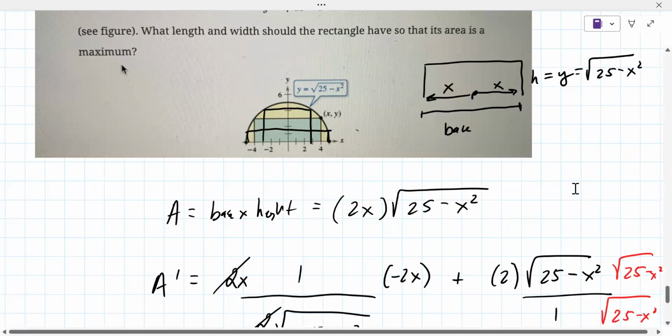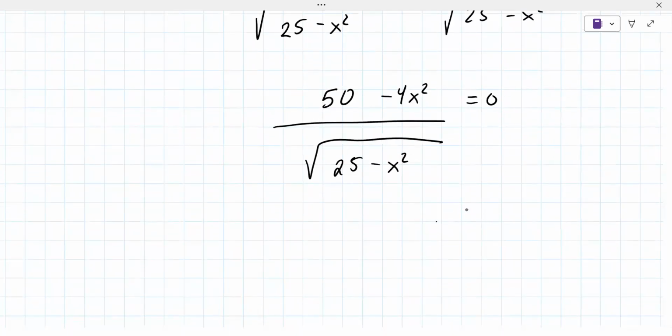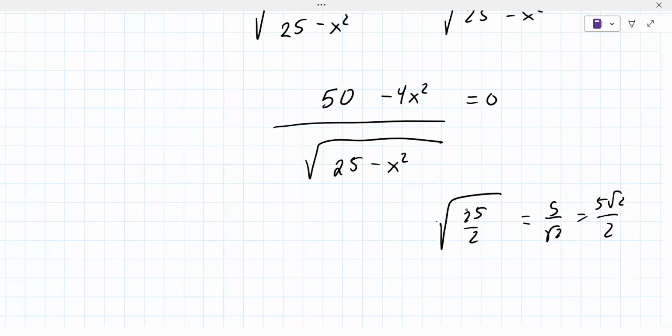And you probably only have one or two answers with what you got here. The fact that it's the square root of 25 over 2, 5 over root 2, or rationalized, 5 root 2 over 2. Okay, perfect.